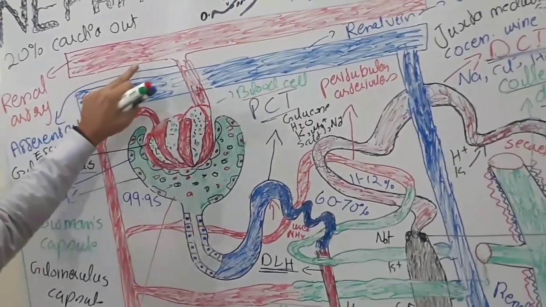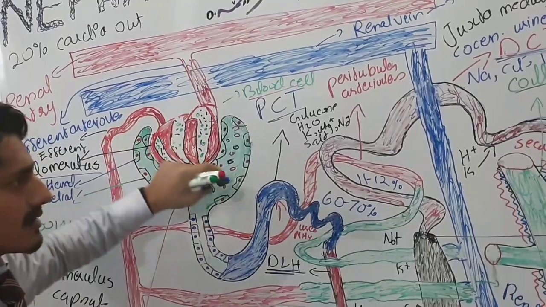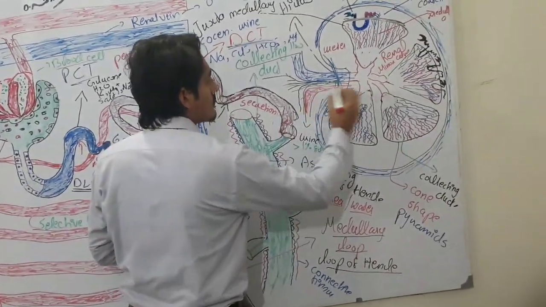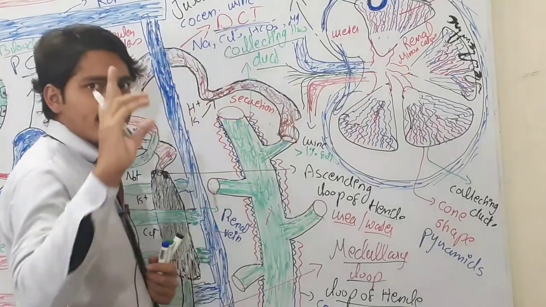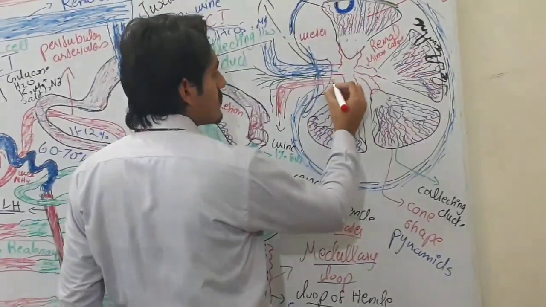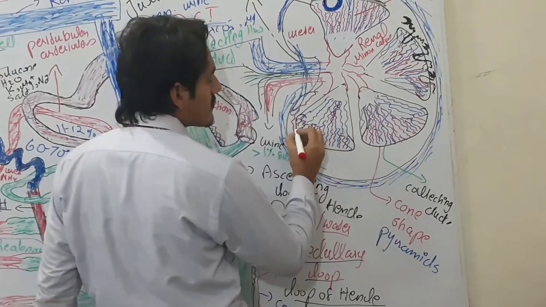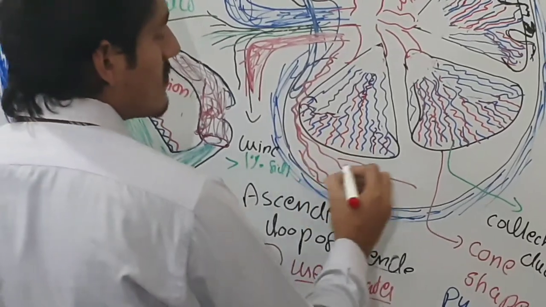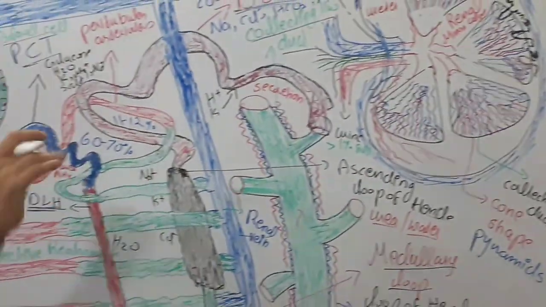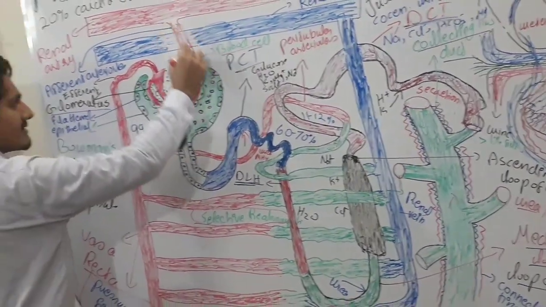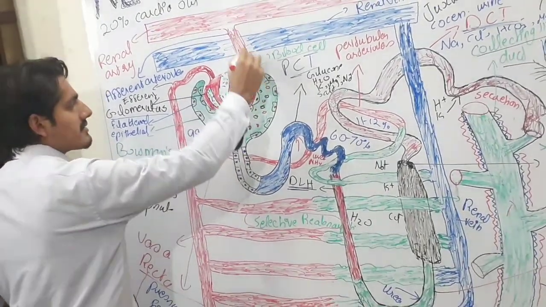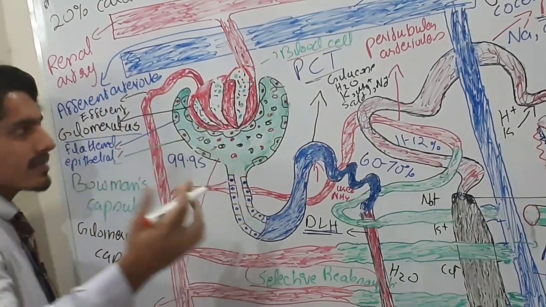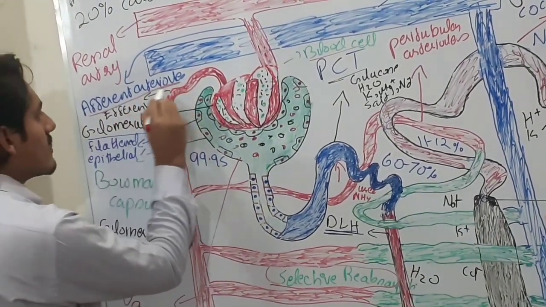Let's see, this one is the renal artery which enters into your kidney. Okay, when it enters into the kidney, it is divided into further branches. Let's see, this one is further divided into different branches. This is the branch when it enters into the kidney and then it is again divided into smaller vessels. These vessels are called afferent arterioles.